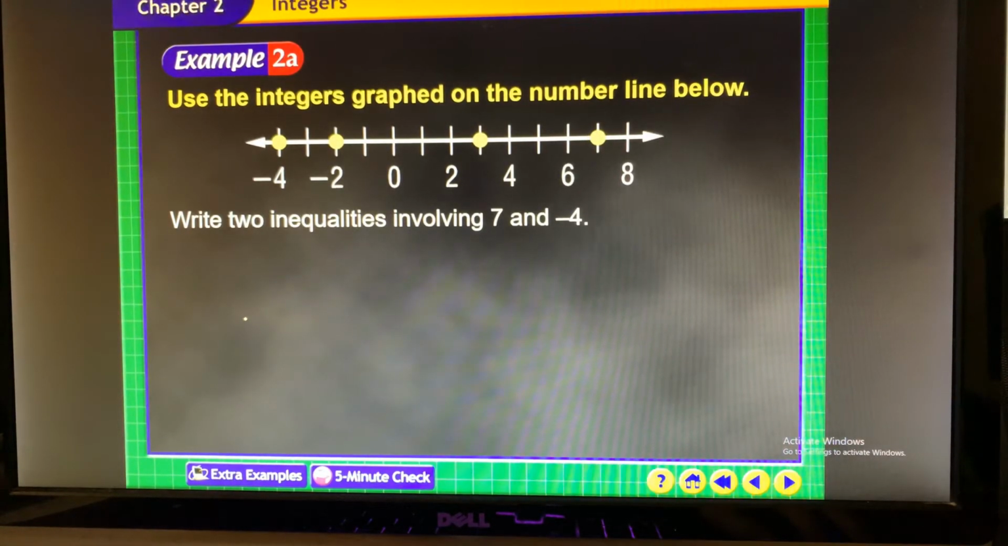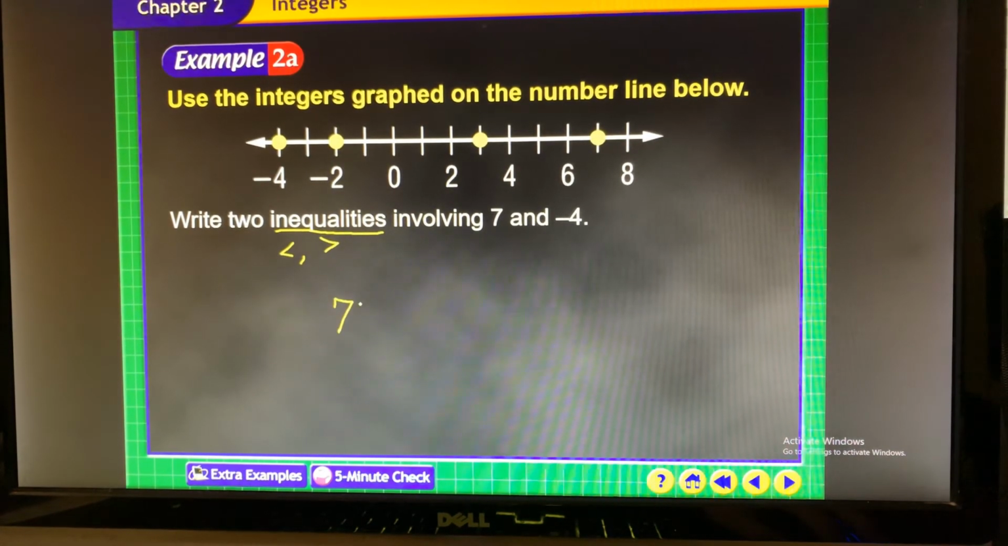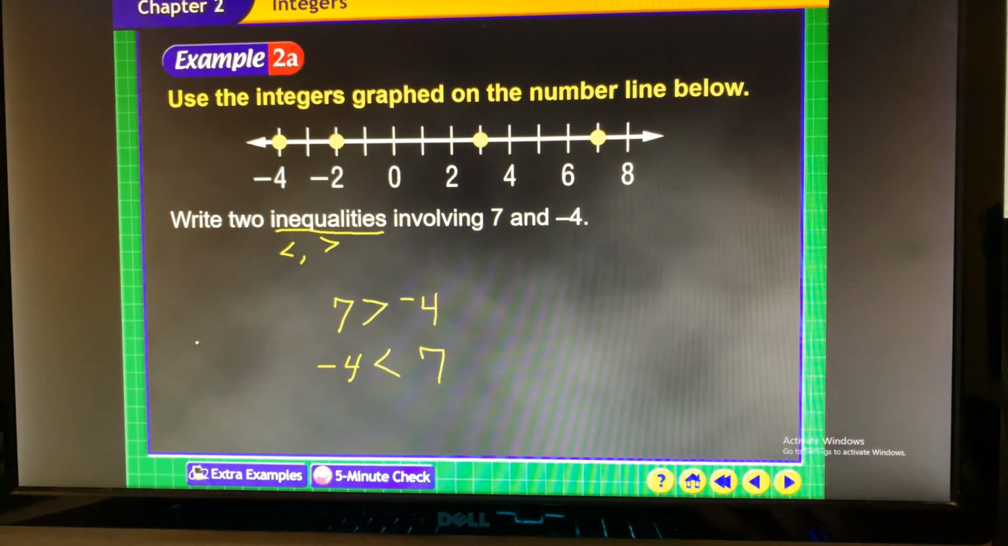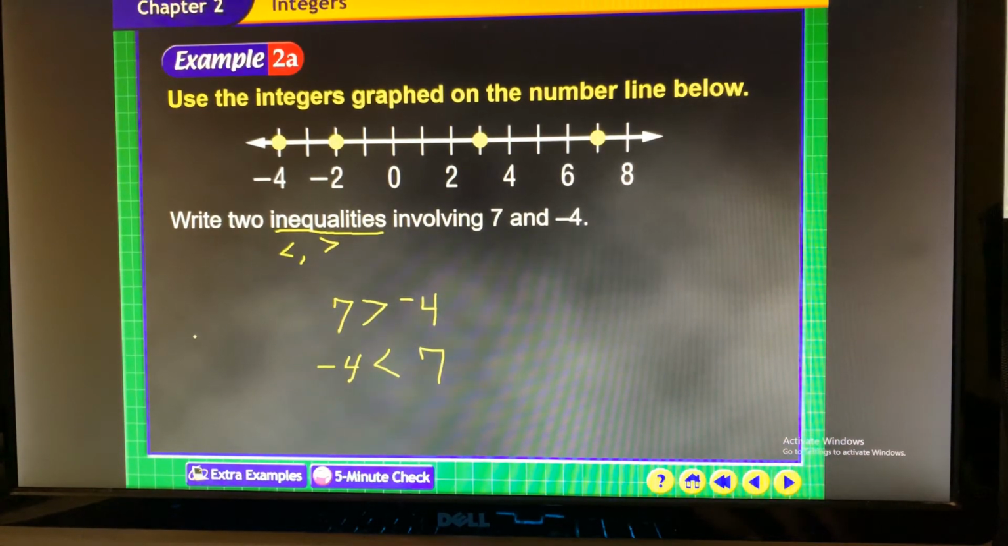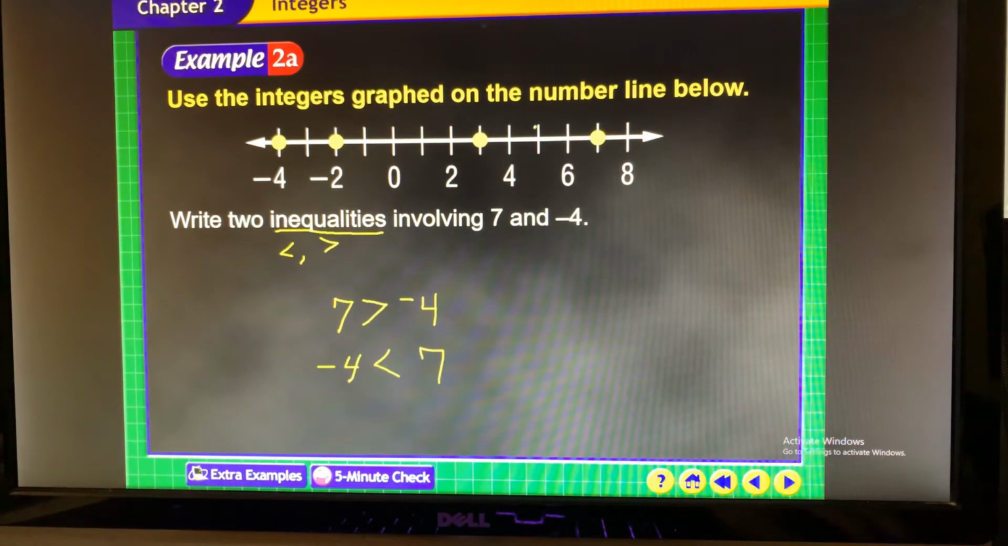So write two inequalities involving 7 and negative 4. So you have 7 and you have negative 4. First of all, remember an inequality is less than, greater than, some symbols. So you can say 7 is greater than negative 4, or you can say negative 4 is less than 7. Remember, negatives are always less than positive, and always remember that negatives go left, positives go right, okay? So negatives go left of the 0, positives go right of 0.